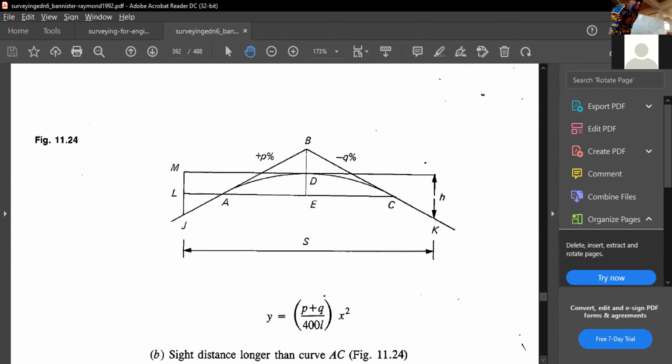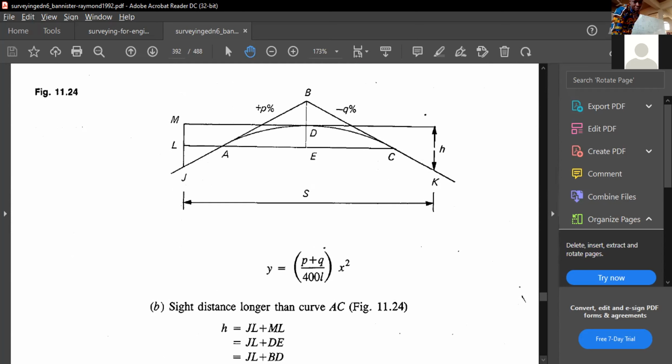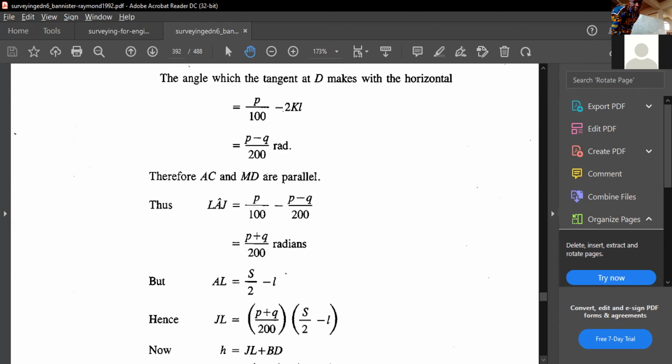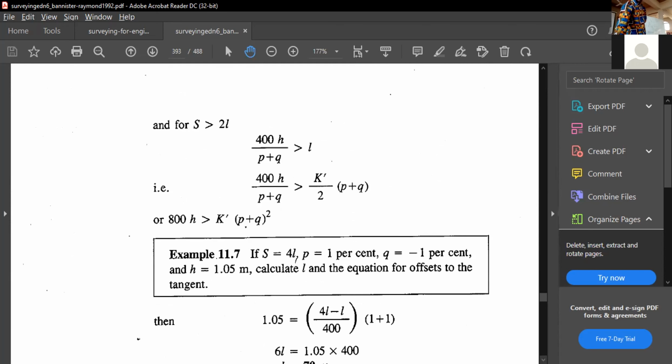So the second case is where the sight distance is longer than the curve. We can have that case as well. So S is greater than L, and S equals 2L plus 400 H over P plus Q. This one is the second case. Let's just take an example for the second case.